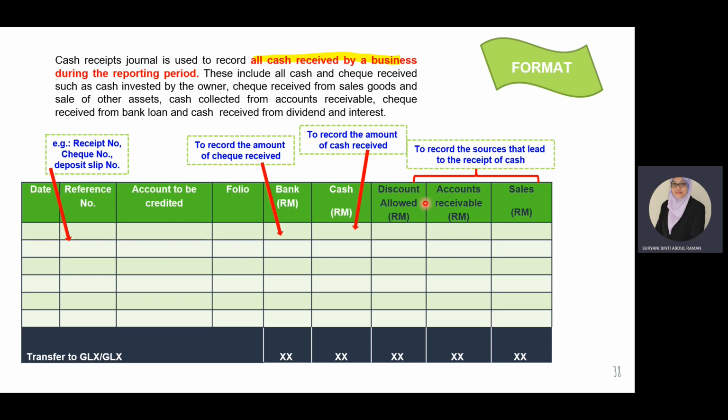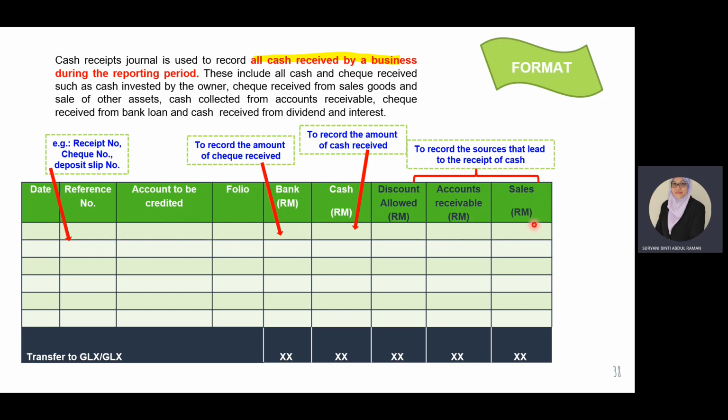In addition to these columns, we have another 3 additional columns here in black color. They are used to record the sources that lead to the receipt of cash. Basically, these additional columns are to identify whether the double entry system has been recorded correctly or not. So that is why we record these 3 additional columns.